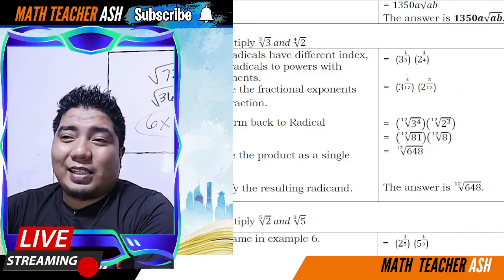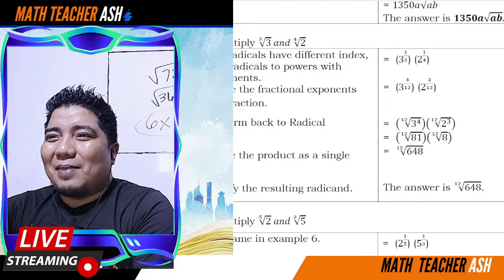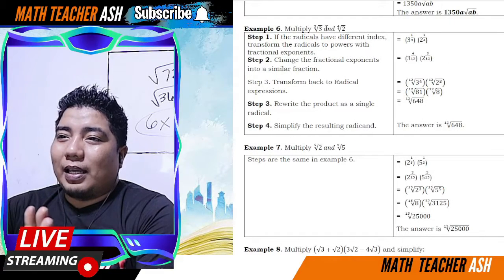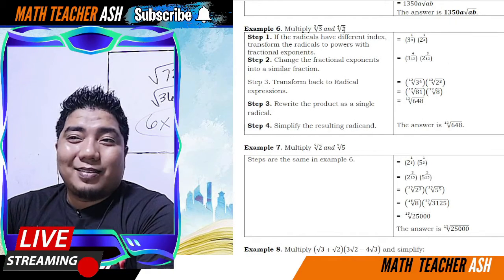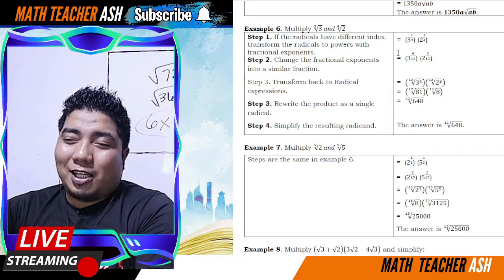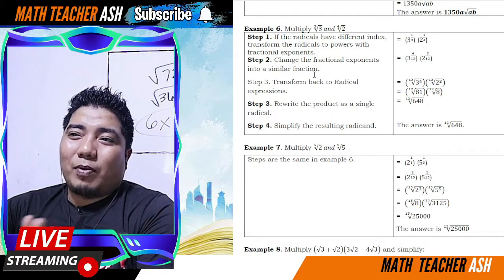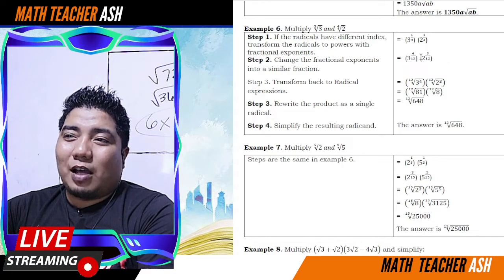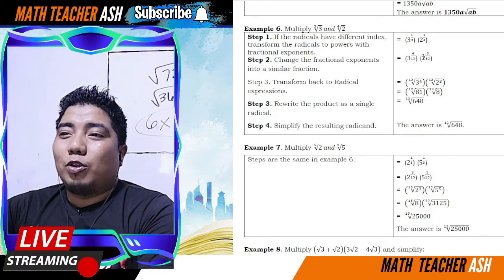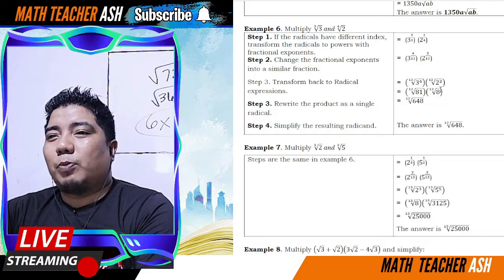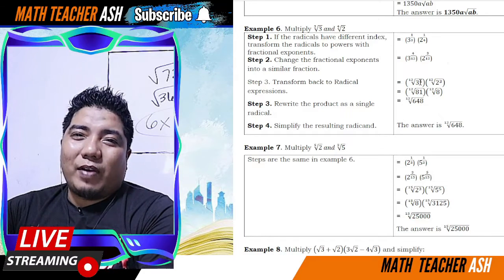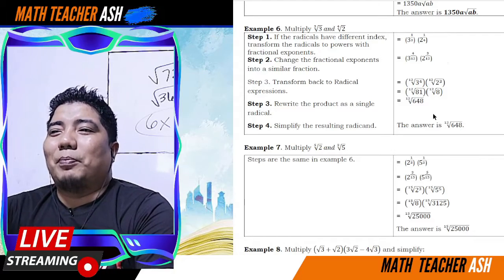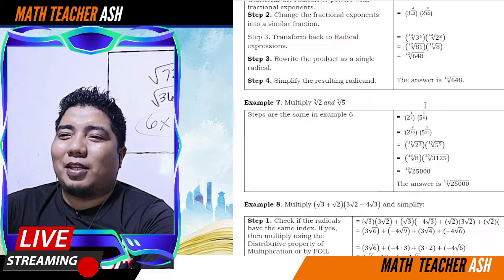Easy, right? Yes, a little easy, but somehow, I'm sure we will repeat this: if they don't have the same index, what you will do is change it into rational exponents, and then from the rational exponents, you make them similar fractions as to their exponents, and when you do, you go back to the radical expressions, and if ever they have the same radical index, now you can multiply them. Okay. So, it's that easy, my dear math learners.